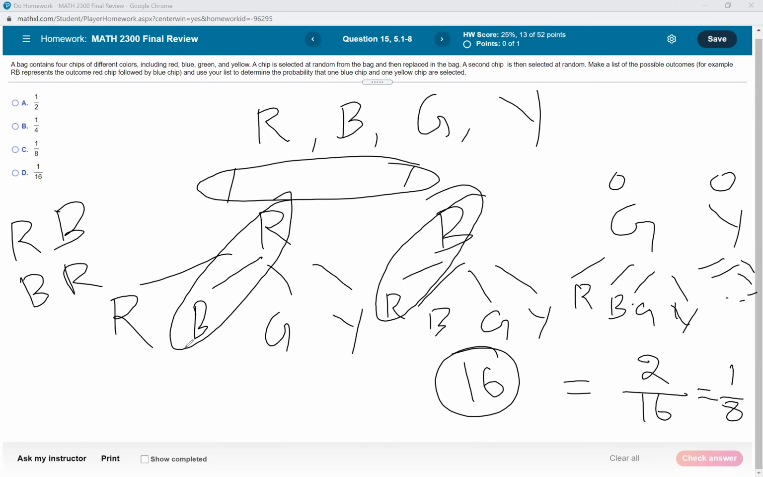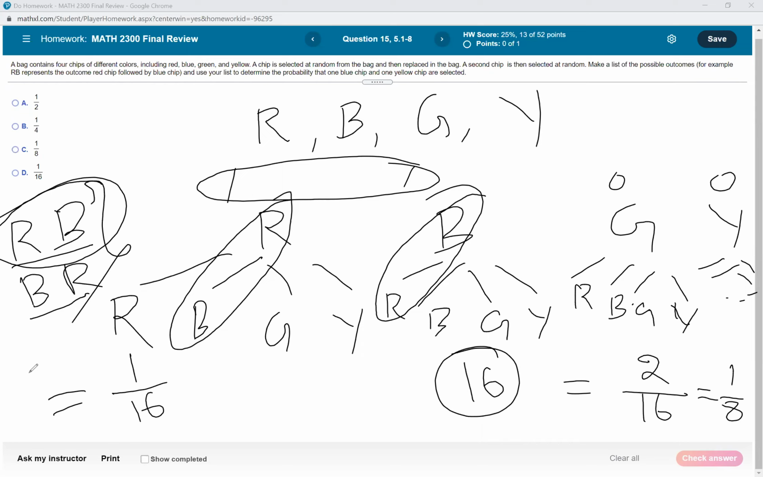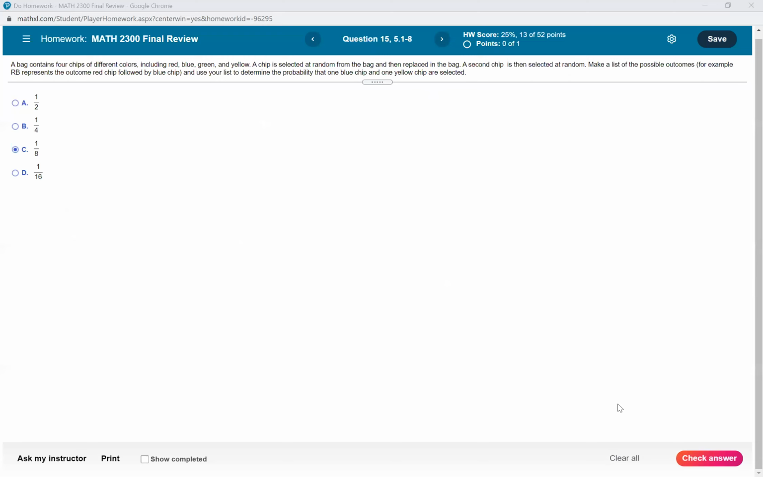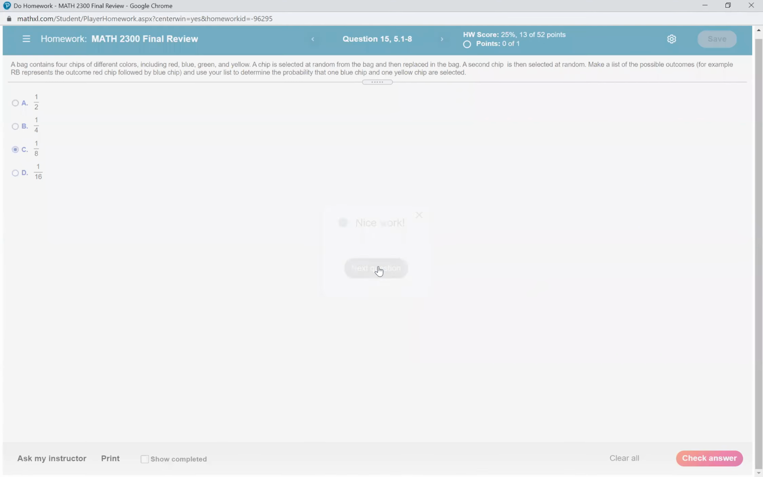But if you are asked that the first one is red and the second one is blue, that means in that case we have just one option in our favor. So in that case, the probability would be 1/16. But here we can have either red, blue or blue, red. That means we have two choices. So that's why the probability is 2/16, which is 1/8. So the correct answer is 1/8 in this case.